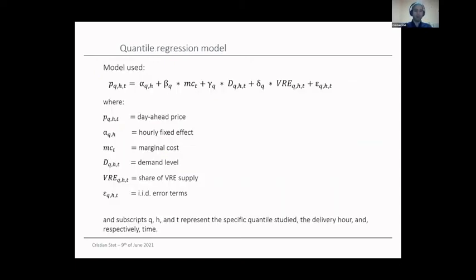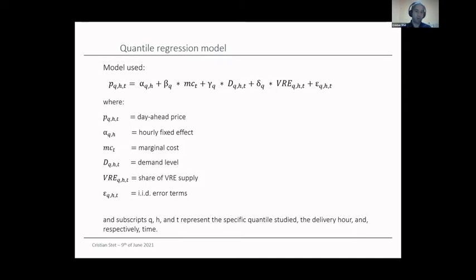So how do we analyze? We created this model in which we are interested mostly in the VRE, meaning variable renewable energy. We're interested in the coefficient delta over there, and we are expecting it to be negative and significantly more negative for the extreme quantiles, so the very low prices and very high prices. To control better for our model, we also had to include demand levels, which obviously impact prices significantly, and also a proxy for the marginal cost.